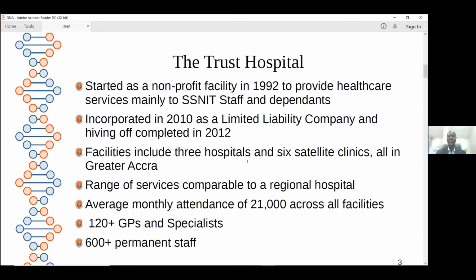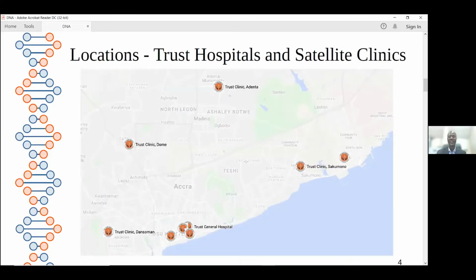Today, we operate 3 hospitals and 6 satellite clinics, all in the capital. The range of services is comparable to that of a regional hospital, and there's a monthly attendance of about 21,000. We have 120 plus GPs and specialists, and a staff strength of 600 plus. These are our locations in the capital. As you can see, there are clinics around, a group of centrally located hospitals. So the satellite clinics are primary points of care, which serve as feeders into the main hospitals.